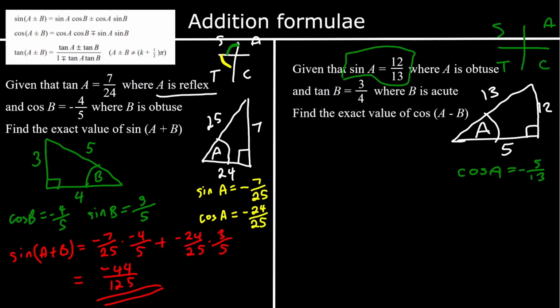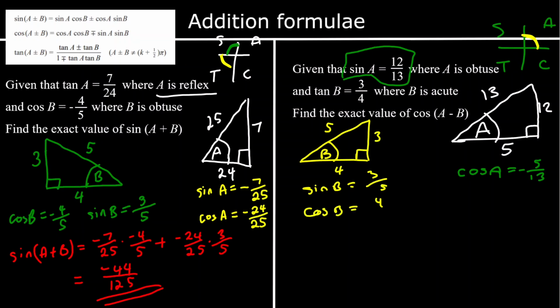And tan B is 3/4. So if this is B, tan is TOA, opposite over adjacent. The hypotenuse is 5, again a 3/4/5 triangle. B is acute, and all are positive. So sine is positive, which is SOH, opposite over hypotenuse. And cos is positive, which is CAH, adjacent over hypotenuse.